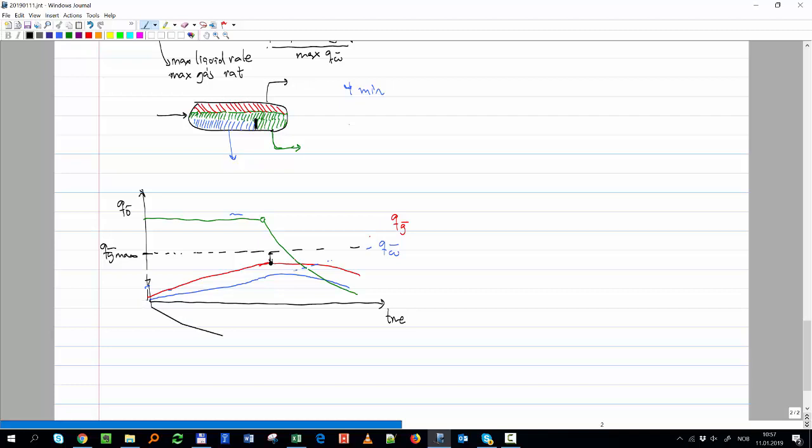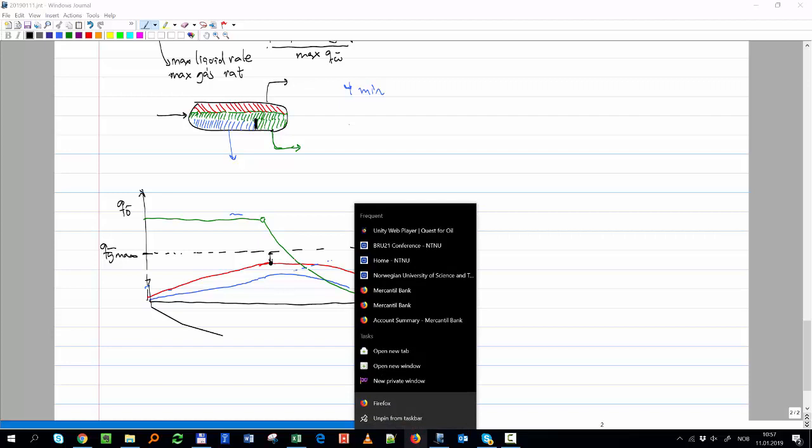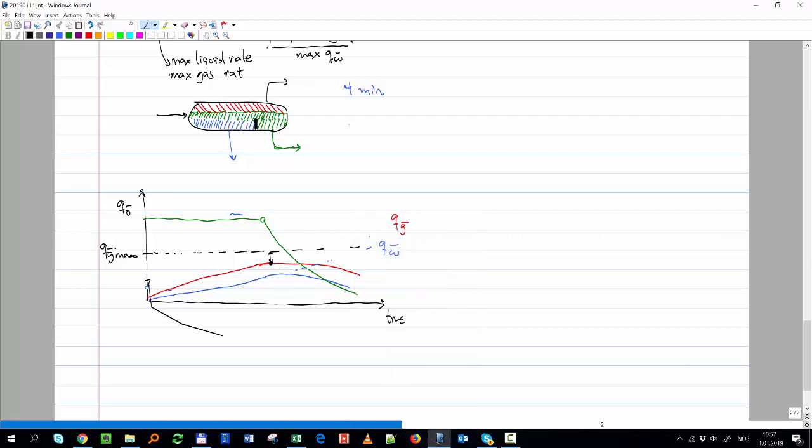Now, what happens if I have a gas capacity that is down here? I cannot process that gas after that point, right? So what is your solution? You're stuck with this field. You have, you know, someone else made a design, and this has this Q gas maximum. What do you do?